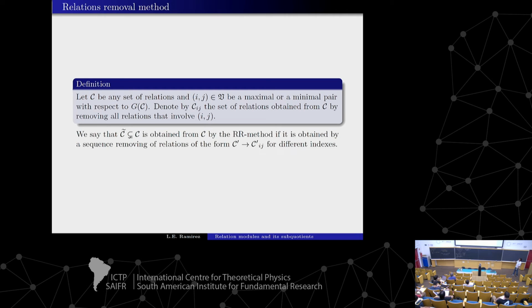We call this the removal relation method, and we say that two sets of relations, one is obtained from the other by removal relations, if it is obtained by a chain of procedures like this, step by step. You erase one maximal or minimal point, then these two sets of relations are obtained one from the other by removal relation.